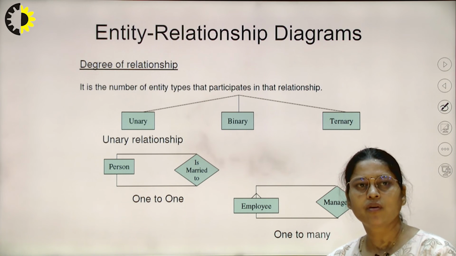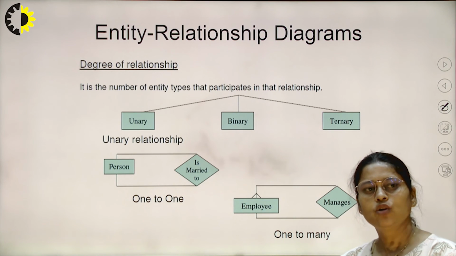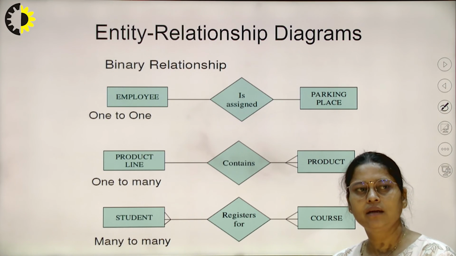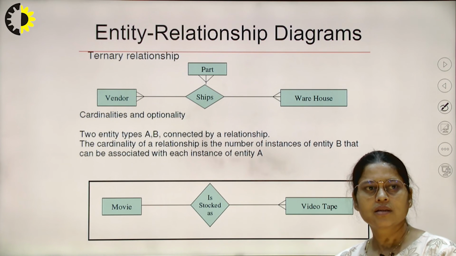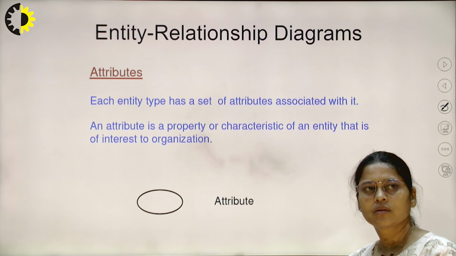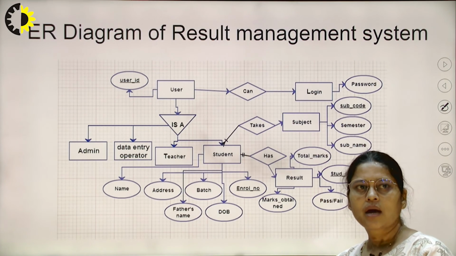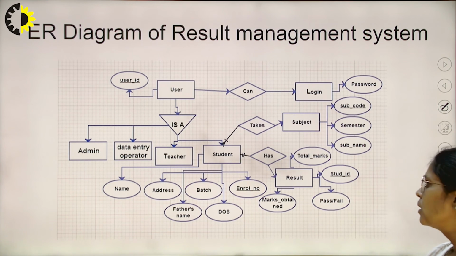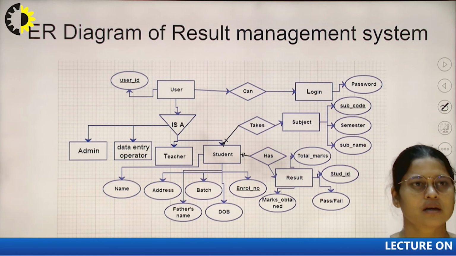There are various types of degree of relationship in an ER diagram: unary, one to one, one to many, many to many. This is a binary relationship. This is a ternary relationship. These are some notations, attributes, and this is the whole example of a result management system. This is the ER diagram example for the result management system.